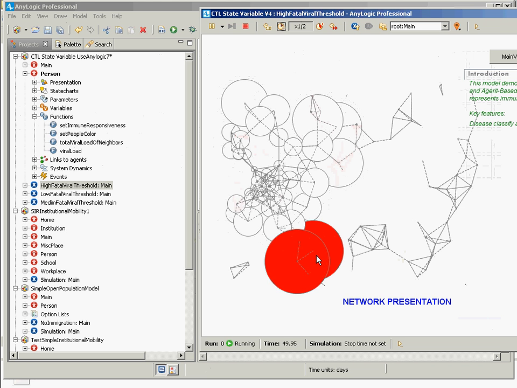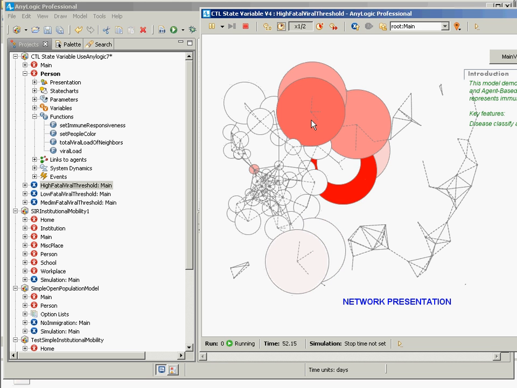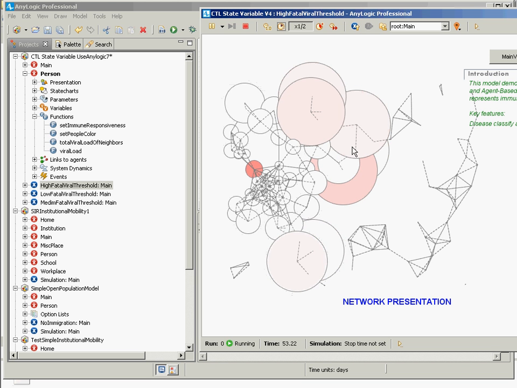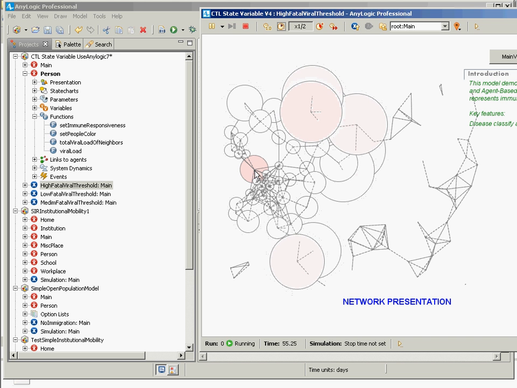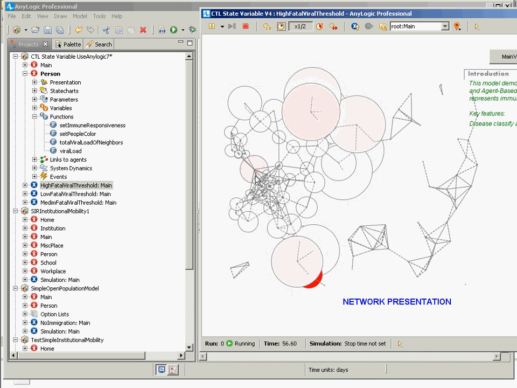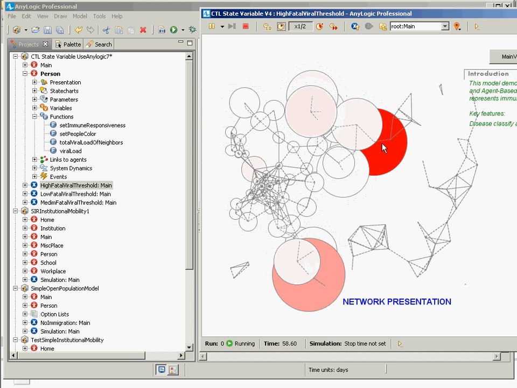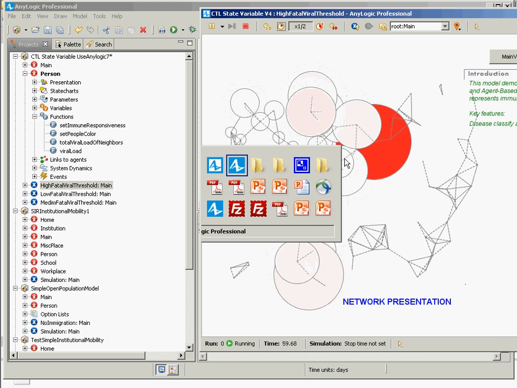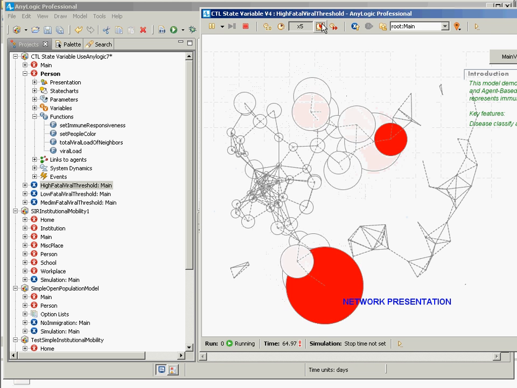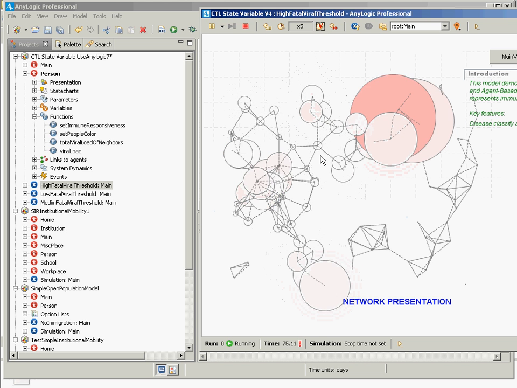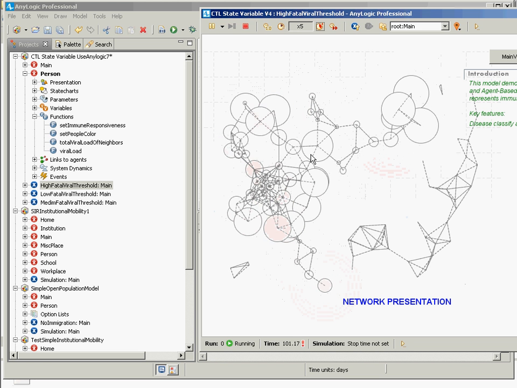The redness indicates the amount of free virus that they have circulating, and the size of the circle indicates their immune response to that. So you see the infection spreading across this network from individual to individual. And over time, individual status evolves. There's actually some oscillations, some sort of secondary growth in the level of viral load within a given person.